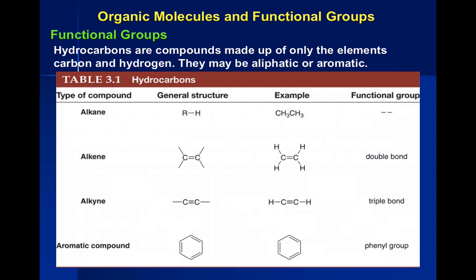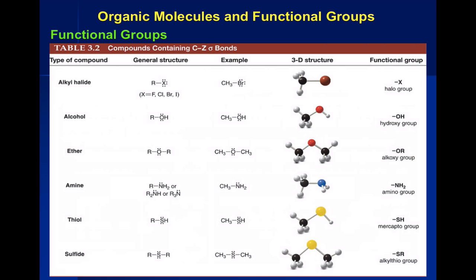But that's not the only set of functional groups that we need to know about. You're going to have heteroatoms. So if I put a halogen on, we call these alkyl halides, and the functional group itself is the halogen group or the halo group. Okay? That would be known as an alkyl bromide, for example. Alcohols, the functional group is the hydroxy group. Ethers, the OR group or the alkoxy group is the functional group.